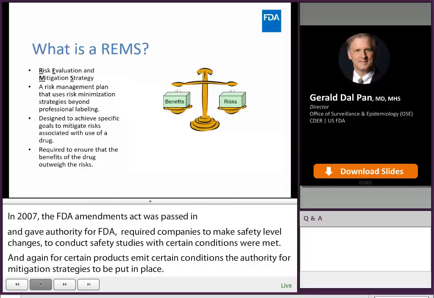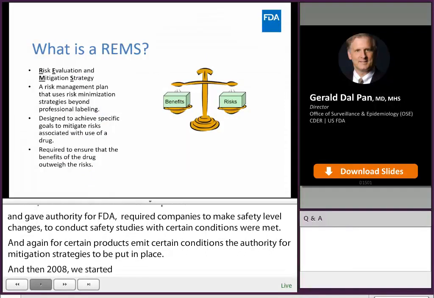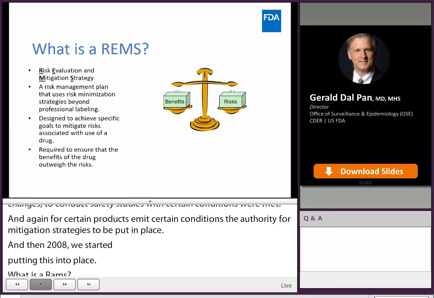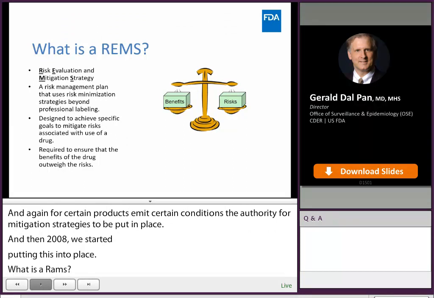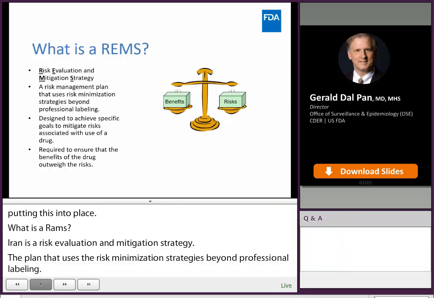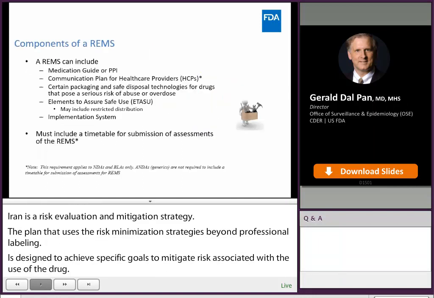What is a REMS? A REMS is a risk evaluation and mitigation strategy, a risk management plan that uses risk minimization strategies beyond professional labeling, and it's designed to achieve specific goals to mitigate risks associated with the use of the drug. These are required to ensure that the benefits of the drug outweigh the risks. REMS can have multiple components.